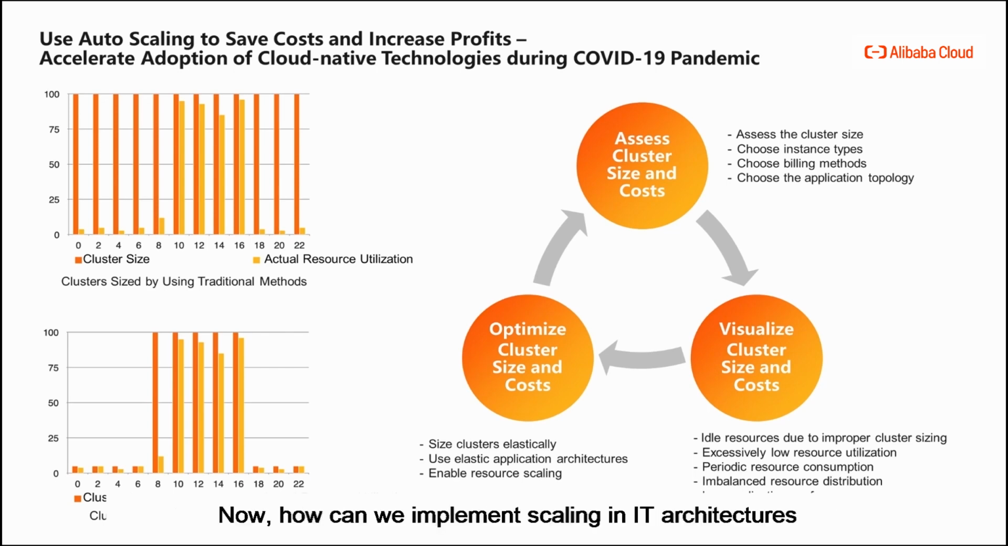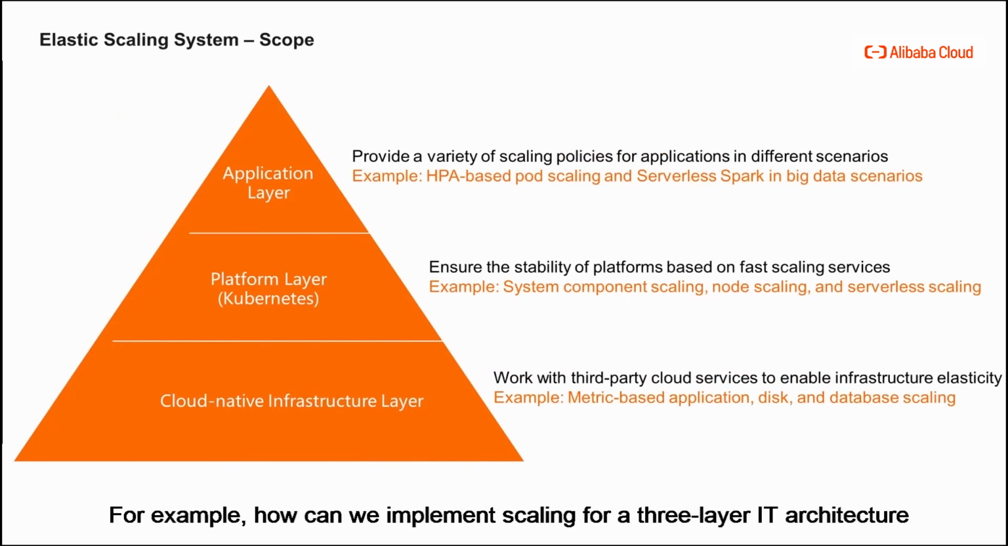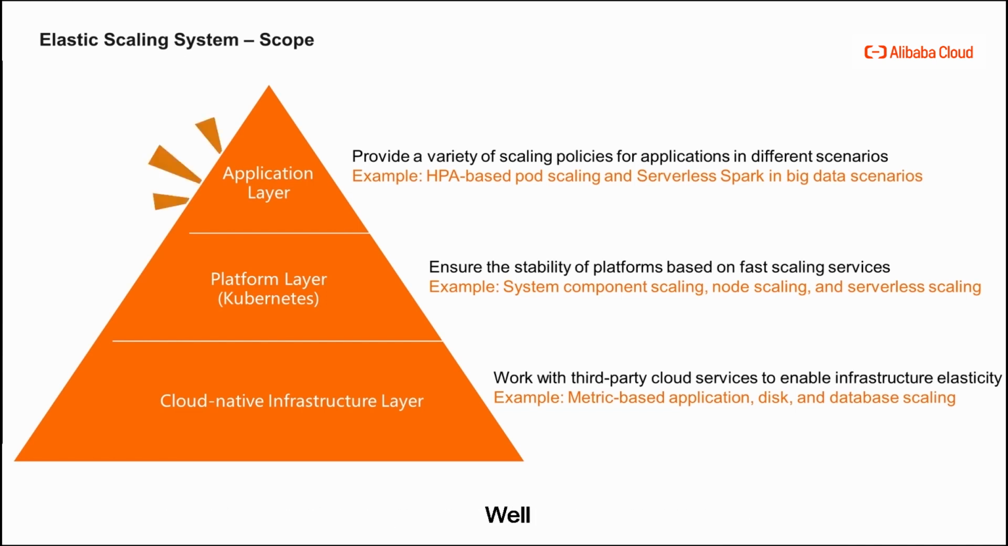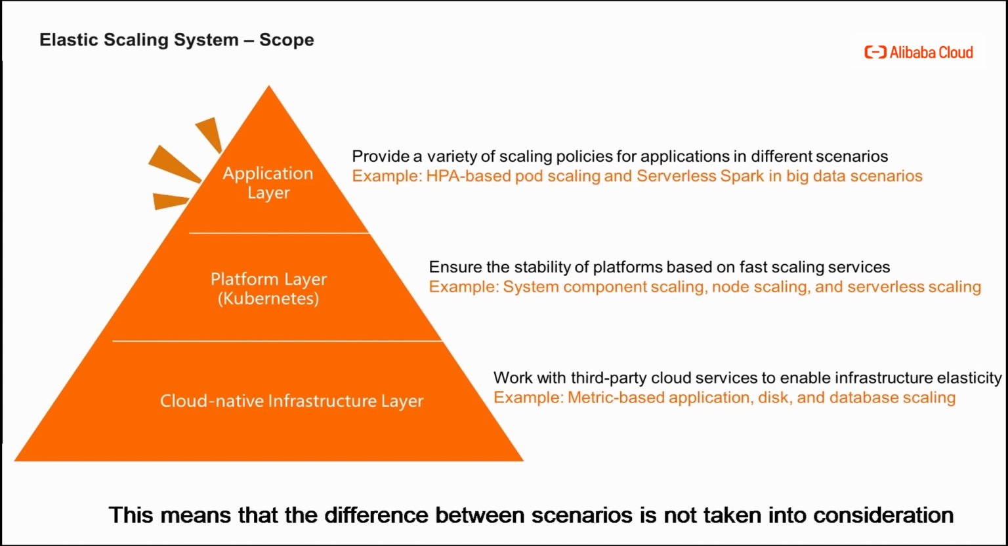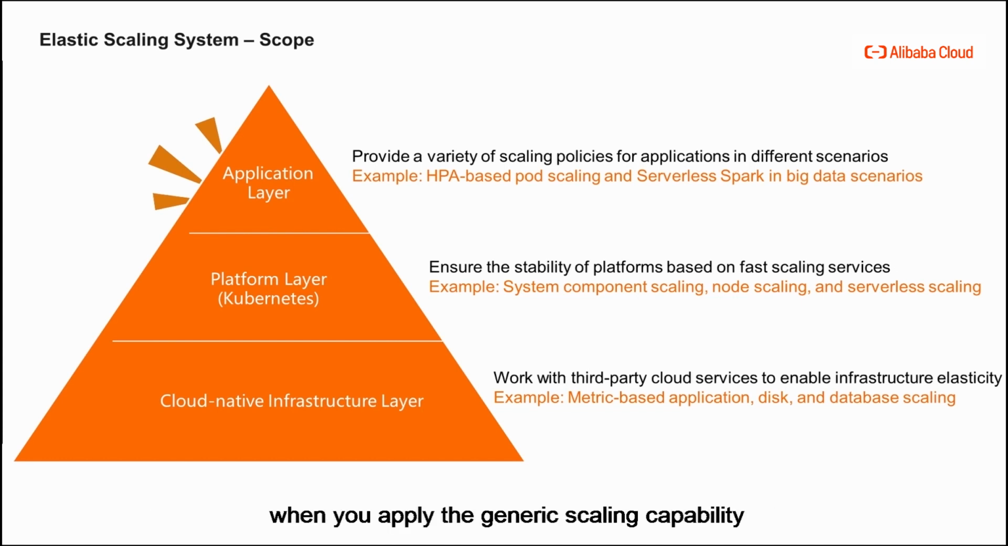Now, how can we implement scaling in IT architectures? For example, how can we implement scaling for a 3-layer IT architecture whose top layer is the application layer? Well, we can implement scaling in terms of 2 dimensions. One dimension is generic, whereas the other dimension is much more industry-oriented. The goal of the generic dimension is to provide generic scaling capability. This means that the difference between scenarios is not taken into consideration when you apply the generic scaling capability. For example, you can upgrade the specifications of a single cluster or increase the number of containers. Industry-oriented scaling considers the difference between scenarios. For example, serverless Spark can be used to implement serverless scaling only in big data scenarios.